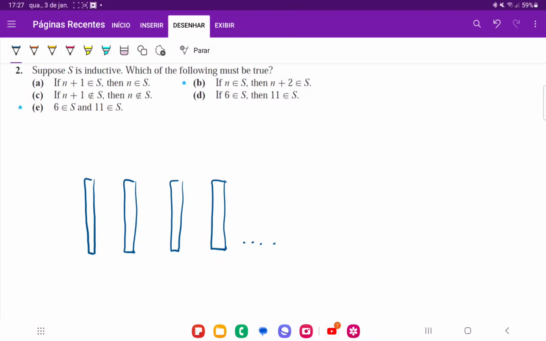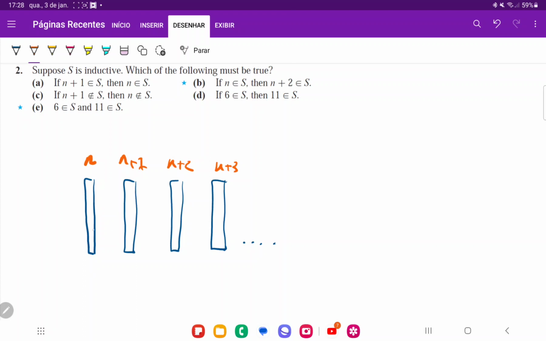Okay, so for problem number 2, we're given that suppose that S is inductive, which of the following must be true? So first let's talk about what it means for a set to be inductive. For a set to be inductive means if the set has the first element, maybe we can call this n, then if we look at the analogy of the dominoes, n is going to topple n plus 1, which in turn, if you push it, is going to topple n plus 2, which in turn is going to topple n plus 3, and so on and so forth.